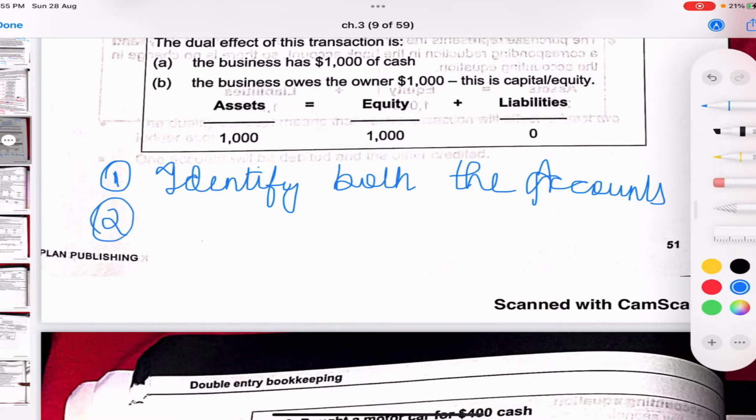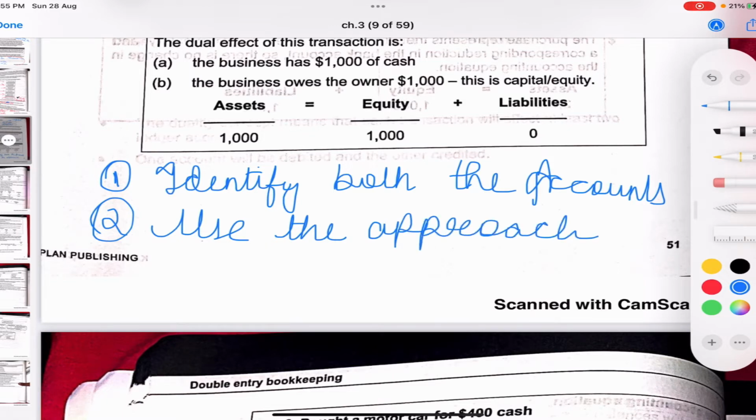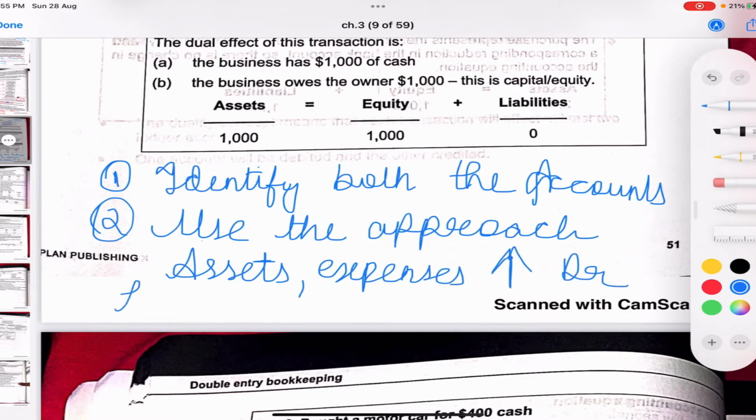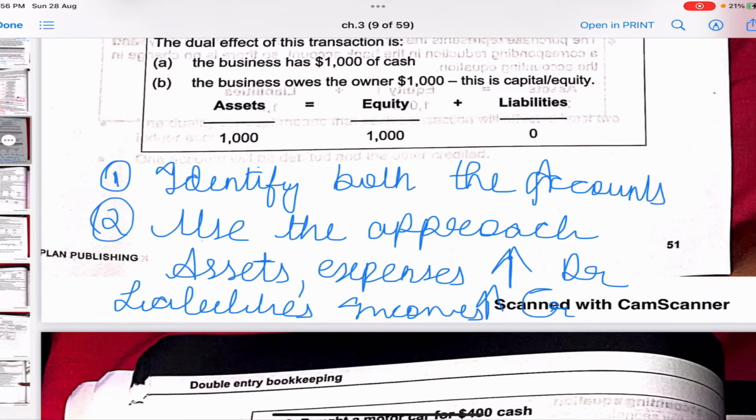After identifying them, use the approach which I have taught you: which one is debited and which one is credited. So you know what the approach is. When assets and expenses increase, they get debited, and when liabilities, incomes and gains increase, they get credited. And the opposite, you know what the opposite is. When assets decrease, they get credited. I know I keep repeating this over and over again, but this is only so that you understand this and have this by heart in your minds.